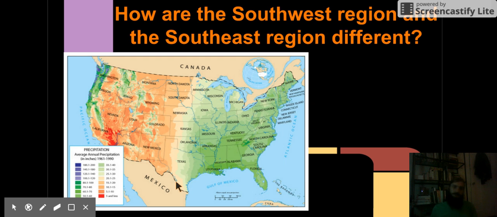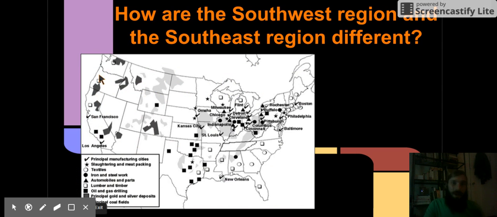Now, first, let's do a little bit of a region review. How are the Southwest region and the Southeast region different? I have a climate map where green is going to show me more rain and red is going to show me less rain. I see that the Southeast region gets more rain than the Southwest region. I can also look at my product map or my economic map or my natural resource map and look at the different natural resources that we find in the different regions. Okay? Looks like I have forest and timber here. Looks like I have gold and silver here. Okay, different natural resources as well.